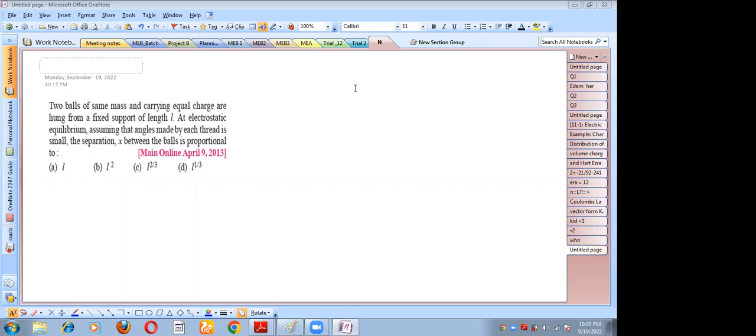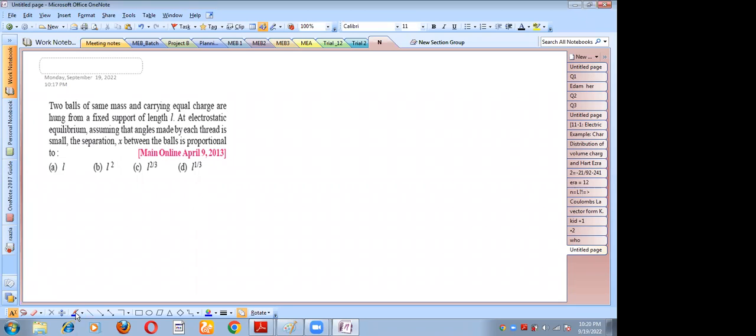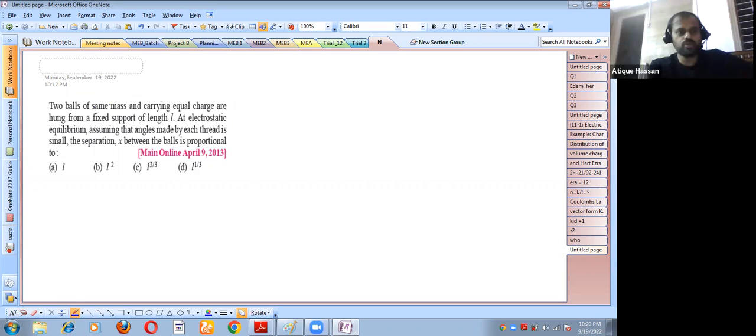Sir, is this question related with Newton's laws of motion also? Both concepts are there. You have to apply the concept of mechanics also. So let us see what it says. It says that two balls of same mass and carrying equal charge are hung from a fixed support of length L. At electrostatic equilibrium, assume that the angles made by each thread is small. The separation x between the balls is proportional to.